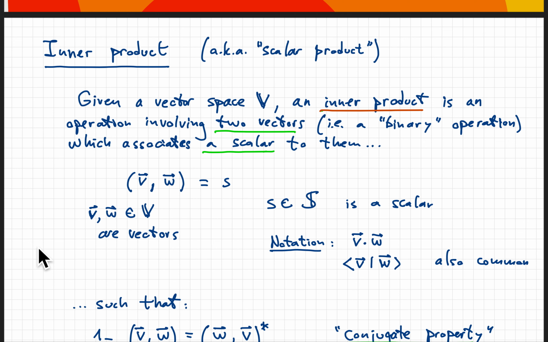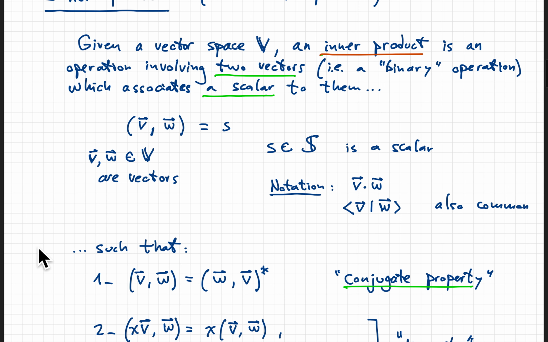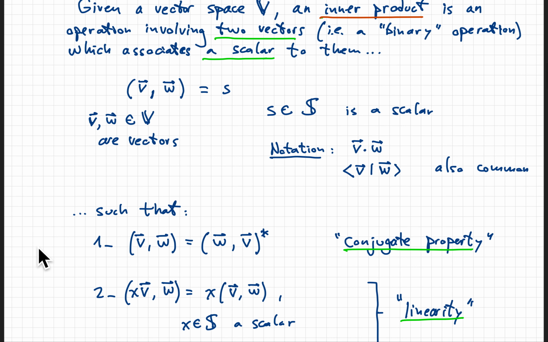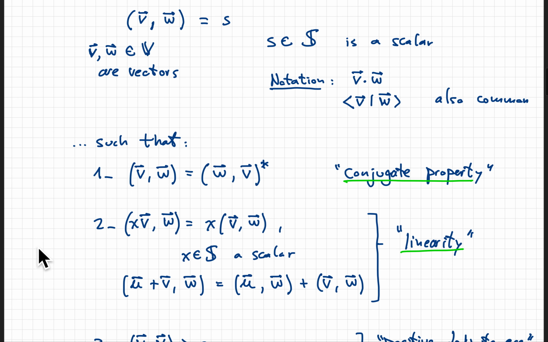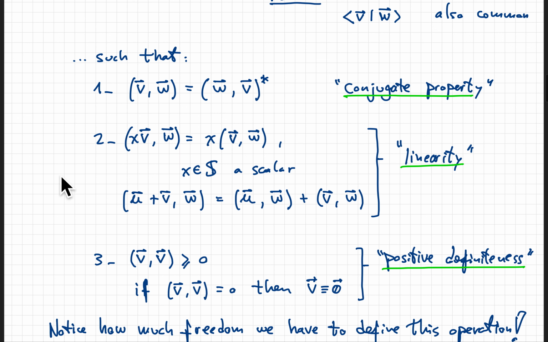Now, to really have an inner product, what you need is a few properties. It's not just any operation between two vectors that gives you a number that gives you a scalar product. So for you to have a properly defined scalar product, you need these three properties. The first one is called the conjugate property, which is very simple. It just says that if you calculate the inner product of v with w, and then you flip the entries, w with v, then you get the complex conjugate of the previous result. So v dotted with w is w with v complex conjugate.